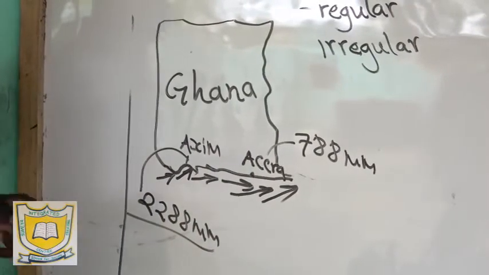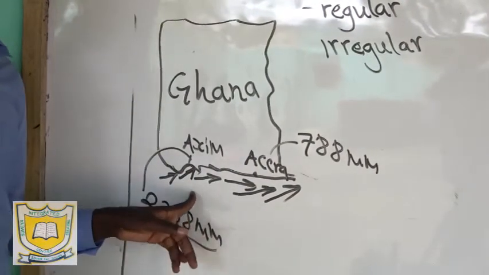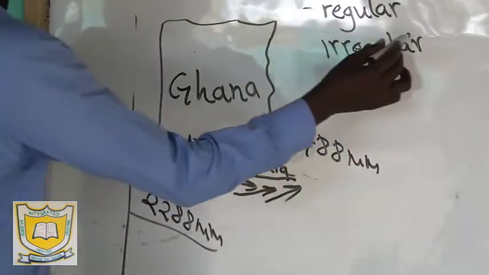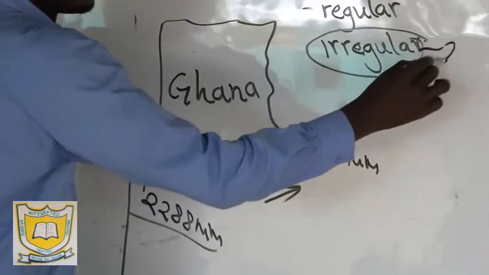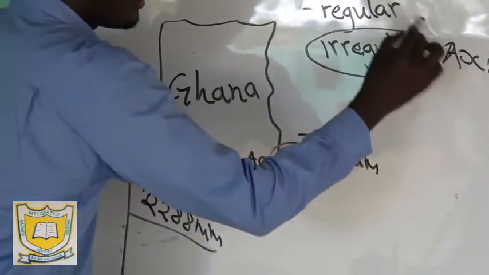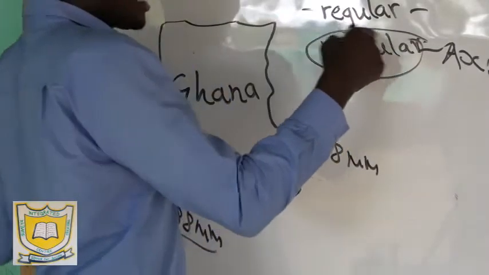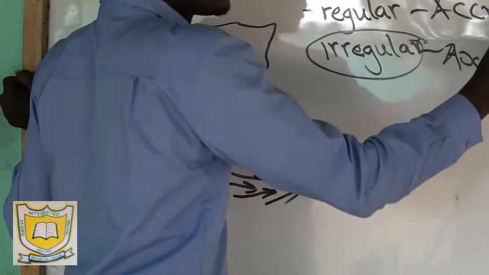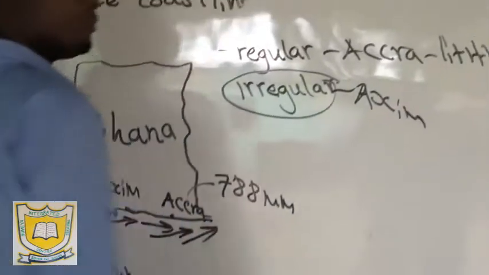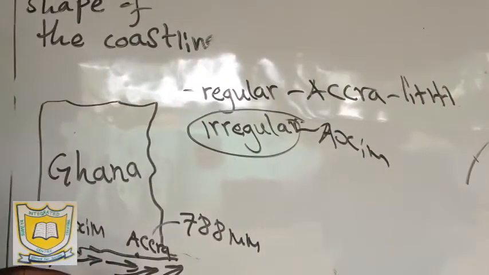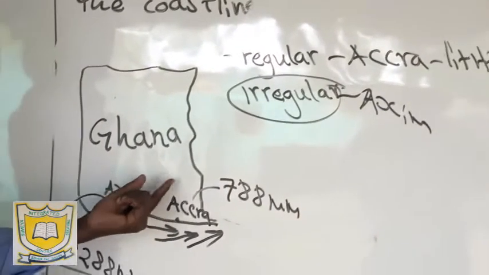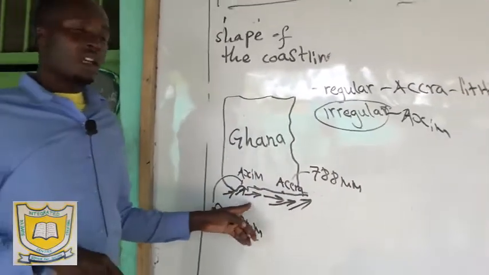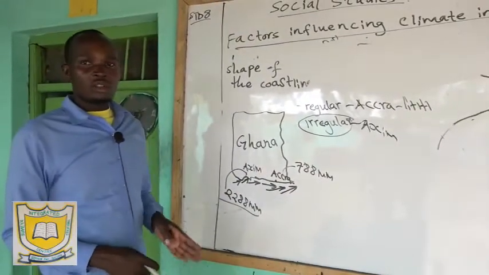So in other words, we are saying this. Axim receives a lot more rainfall than Agra because of the shape of the coastline. It is irregular in shape. Axim, irregular. Then when you're talking about Agra, the shape of the coastline is regular. That is why this one receives little rainfall. So remember that. That's how the shape of the coastline affects climate. Irregular shape coastline receives a lot of rainfall. Regular receives low rainfall because the wind blows parallel.